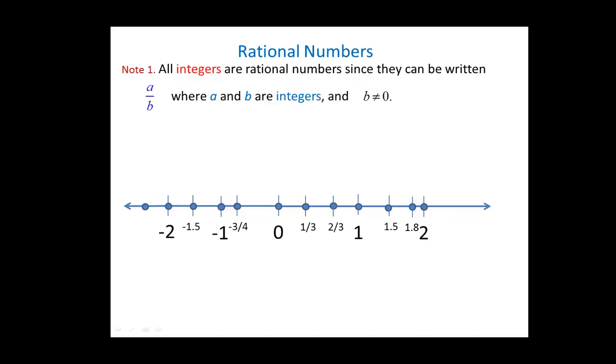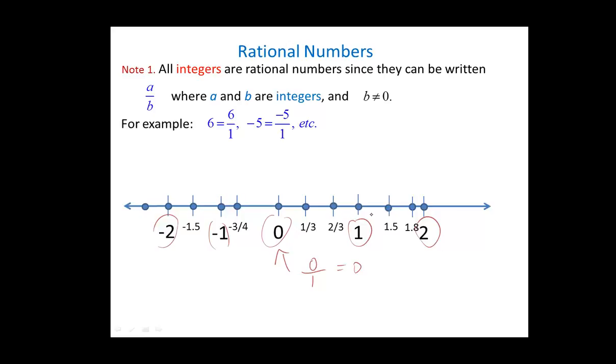Now we want to make a couple comments here. The integers themselves, here's my integers, these are also rational numbers. For example, 6 could be 6 over 1, negative 5 over 1. These integers are all rational numbers. Even 0 could be written as 0 over 1. That's equal to 0. So all of these integers are rational numbers, as well as all those in-between fractions.